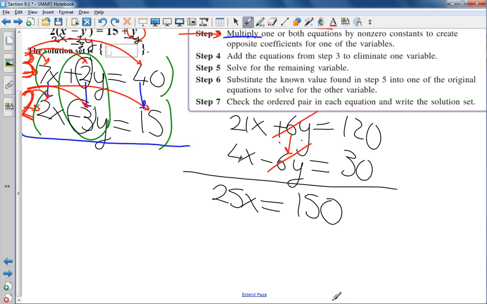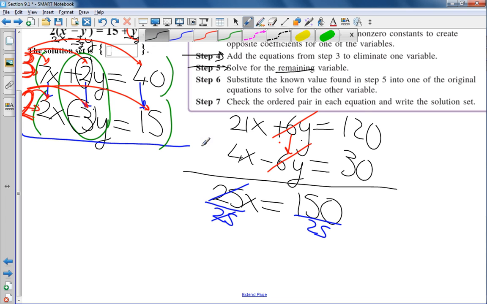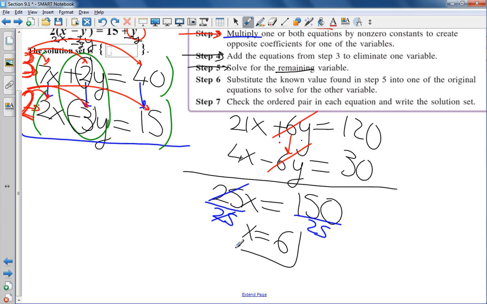And by the way, where are we now? We added the equations. Now we are solving for the remaining variable. I need to solve for this. You see, there is only a single variable left, x. I need to get it all by itself, so for this we need to divide, right? Cancel and get x equals 6.